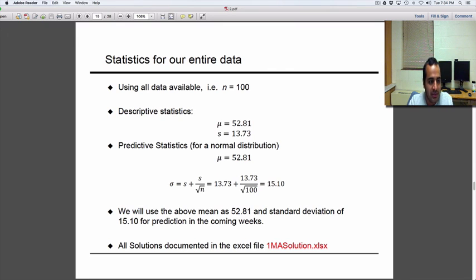So what does this really mean? That means for prediction purposes, we can use a normal distribution for demand with a mean of 52.81 and a standard deviation of 15.10 in the coming weeks. And I'll work with you in an Excel video to show how this comes into play with what we have learned before.